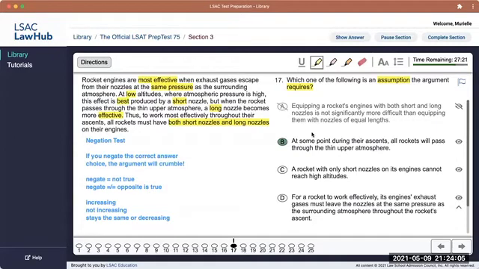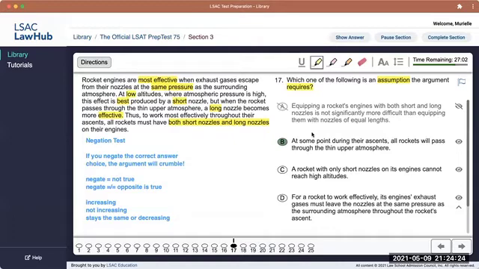Also, note that I did negate this by saying, what if some don't, rather than what if all do not, like if none do. So the negation of all is some.